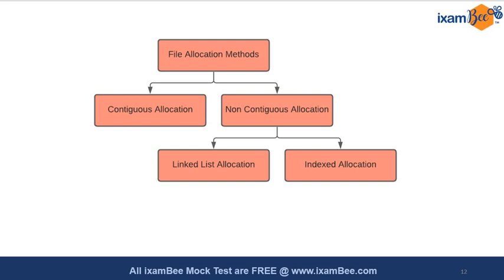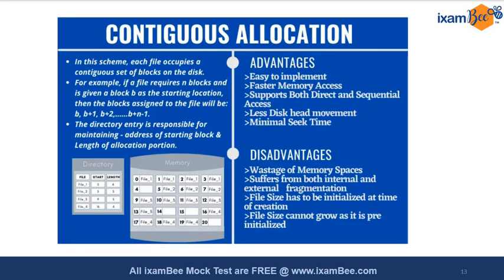So how many types of file allocation methods are there? File allocation methods are categorized into two parts. One is the contiguous allocation and the other is the non-contiguous allocation. The non-contiguous allocation is further divided into two branches: the linked list allocation and the indexed allocation. So we have to read about three types of allocations here: contiguous allocation, linked list allocation, and indexed allocation. Let's begin the discussion with the contiguous allocation.